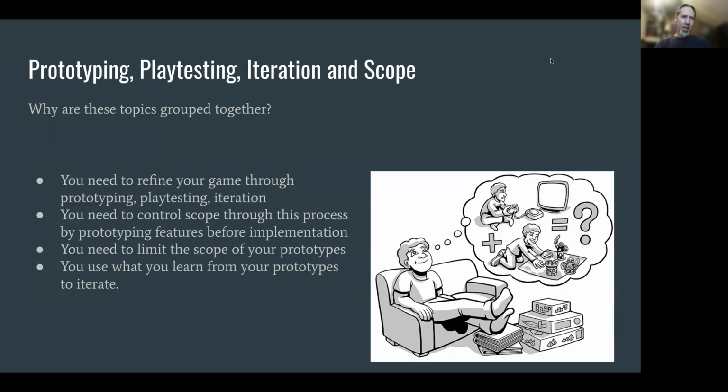All right, so this lecture is on prototyping, playtesting, iteration, and scope. These are all related concepts, and I want to talk a little bit about the virtuous cycle of how they're related, and then we'll go through that process in some detail. So you need to refine your game through the process of prototyping, playtesting, and iteration. But you also need to control scope throughout this process by prototyping features before you implement them. You need to limit the scope of your individual prototypes, and you need to use what you learn from your prototypes in order to continue iteration.